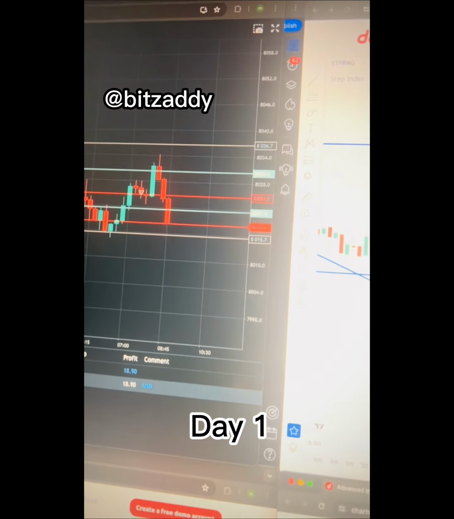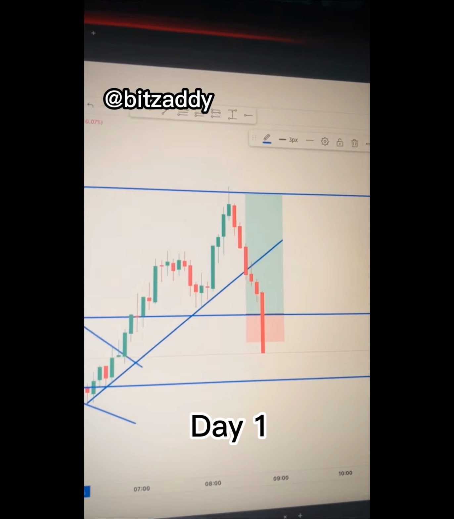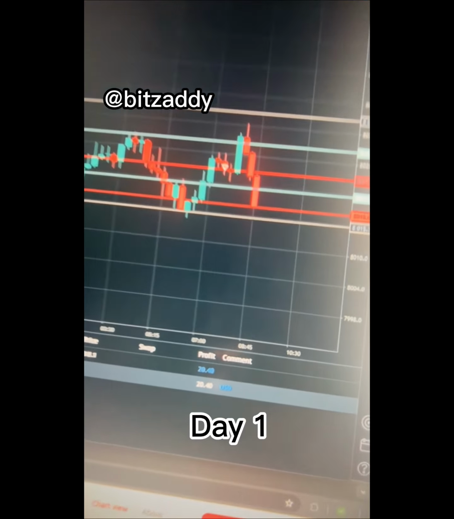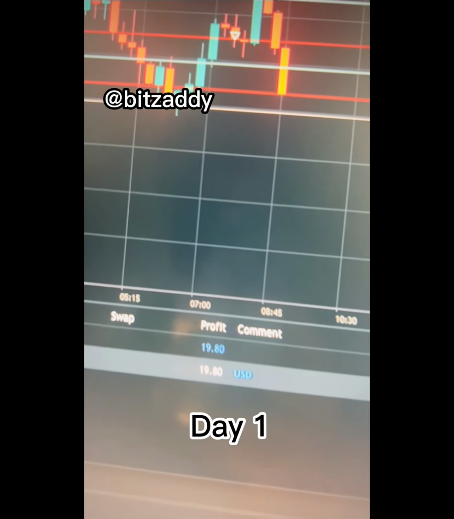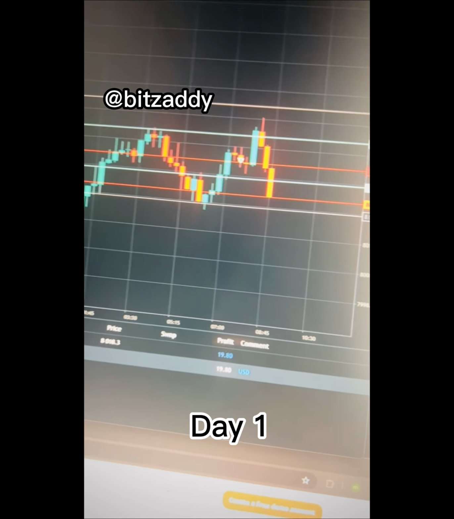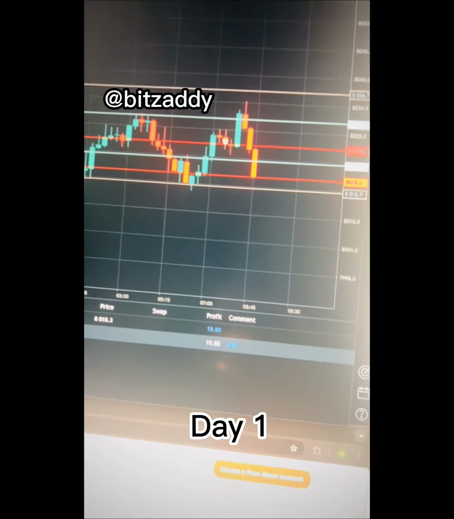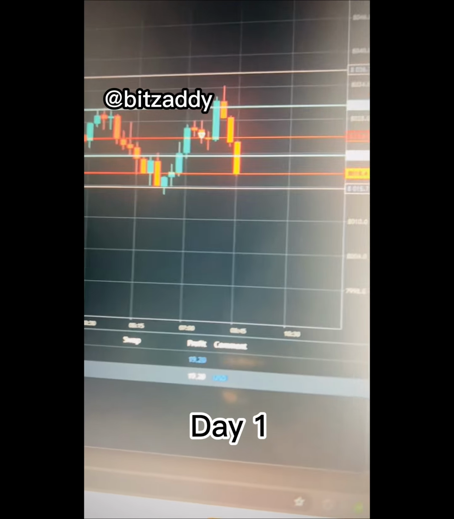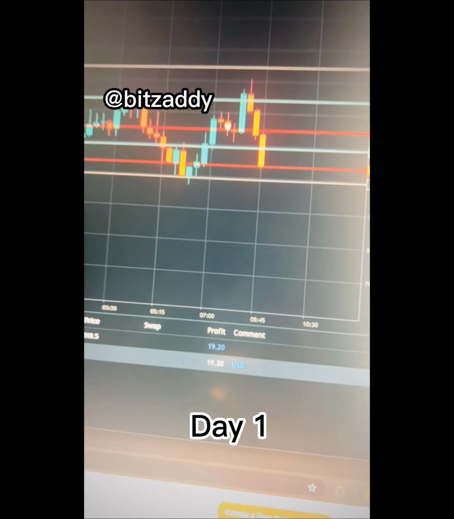So whenever you try to be spontaneous, be very calculative also. So I'm making double of what I was supposed to make initially. So patience paid, and sometimes, like they say, the stop loss is a myth, but it's all good. Profit coming in.